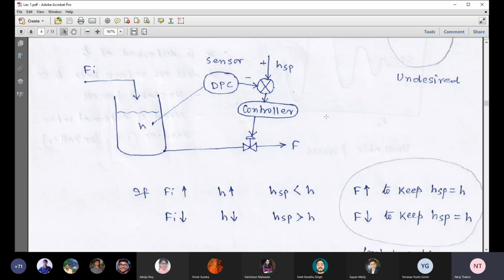Sir, is it possible to attach the controller to the input? Yes, it is also possible. We'll discuss that in the next class, perhaps. In that case, Fi is not a disturbance, remember. We'll discuss that combination also later.